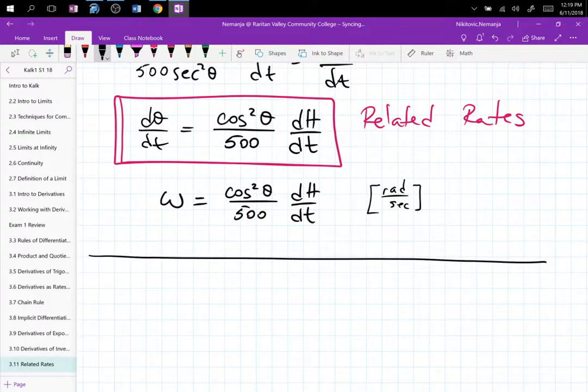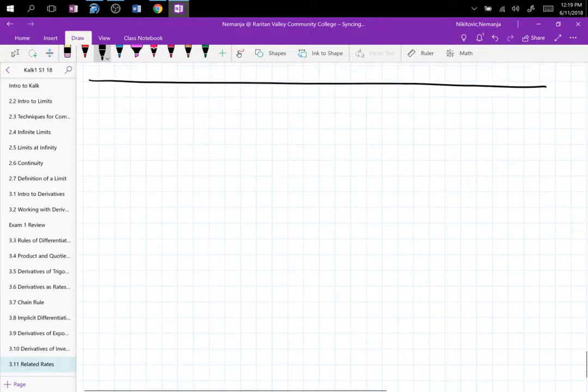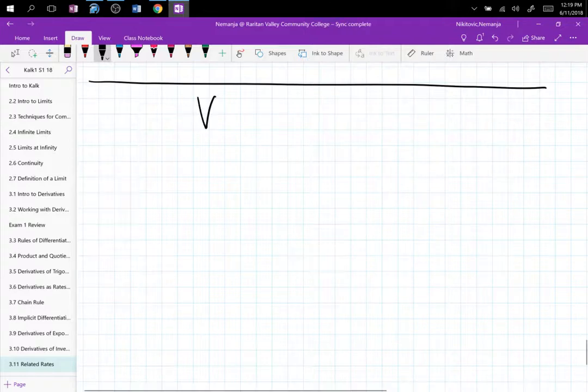So let's first talk about volume formulas.